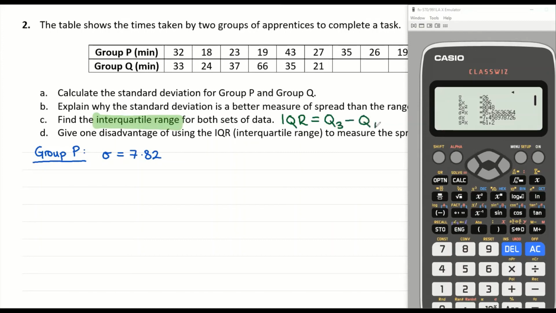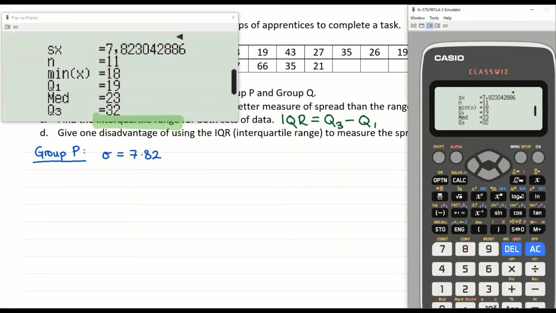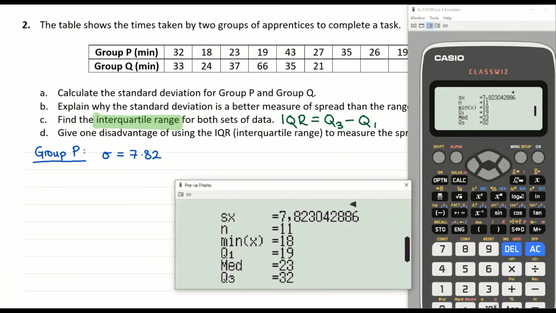So we need to take the quartiles from this ClassWiz calculation. So let's do that. The quartiles are not on the first sheet. In fact, let me just open that up so I can see it a bit more clearly. So Q1 is 19. Let's make a note of that.